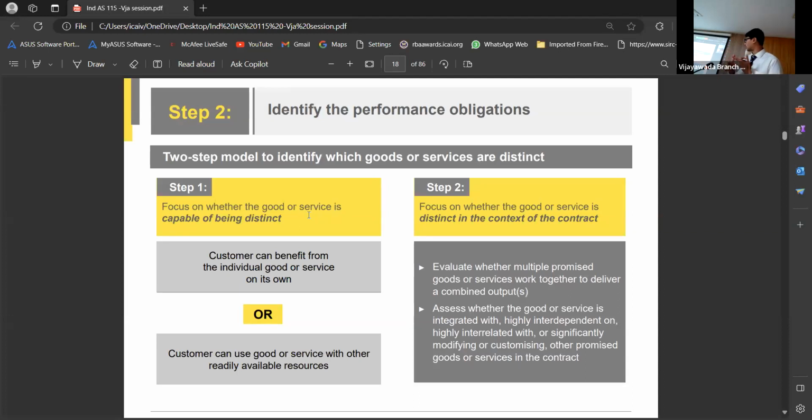Can be taken. Can customer benefit from the installation service on its own or with a resource that is readily available? Is the second condition satisfied? Because I have AC with me, I can go to any third party vendor and I can get the installation. So both the conditions are satisfied. So that's why it's a separate performance obligation. Simple. So there are two touch points for revenue recognition. Whenever you supply machine, you recognize revenue. Whenever installation happens, recognize the balance. So that is performance obligation concept.